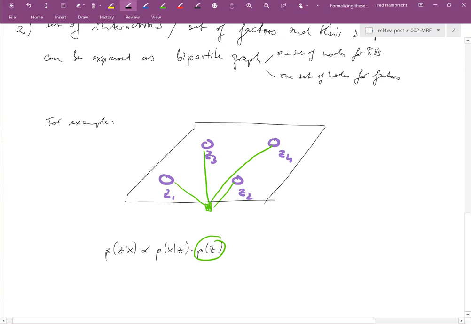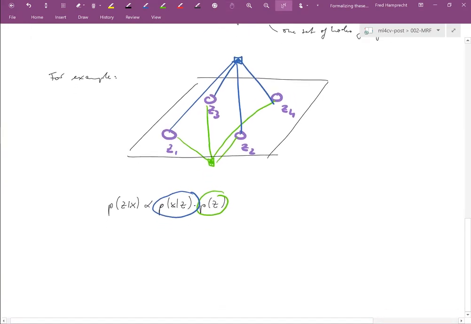And then I also need a term for these likelihoods. These are also factors, and again, without simplifying assumptions, I would have another factor here connected to all random variables. But this would be a very difficult model to deal with. So we try and make things simpler.